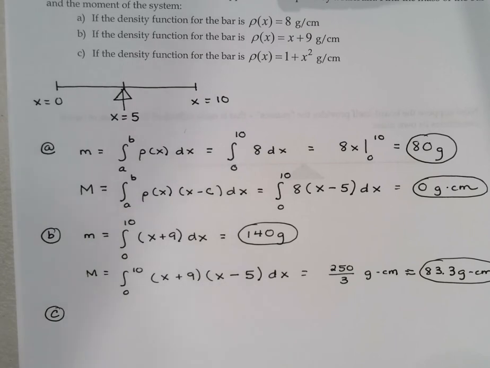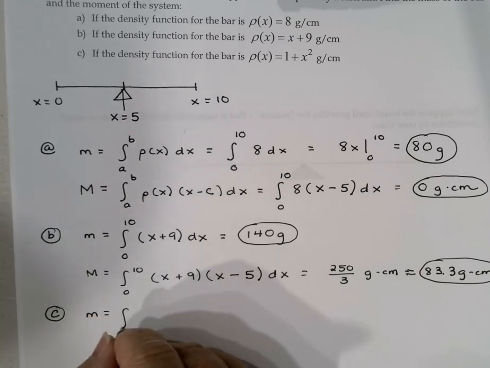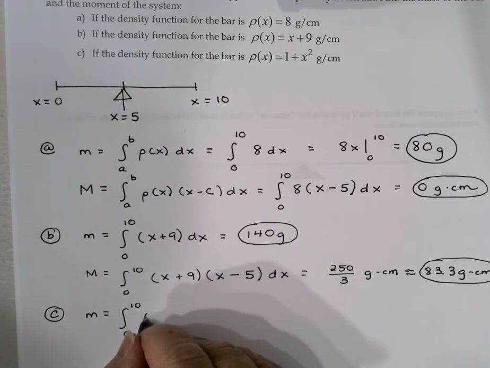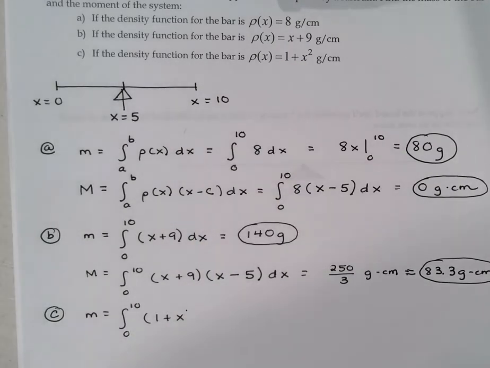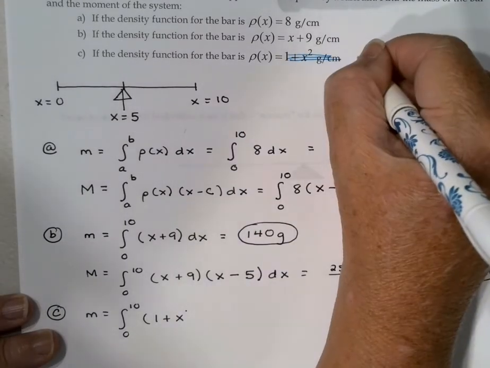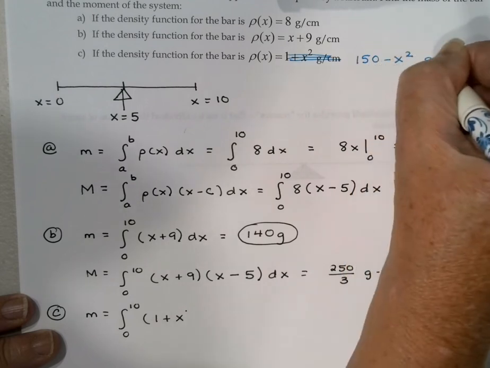All right, one more. C, my mass, integral 0 to 10 of the density function, 1 plus x squared. Oh, you know what? I actually wanted to change that one because I had a point I wanted to make here. Do me a favor and fix this one. Let's use a different density function. I want to use 150 minus x squared instead.